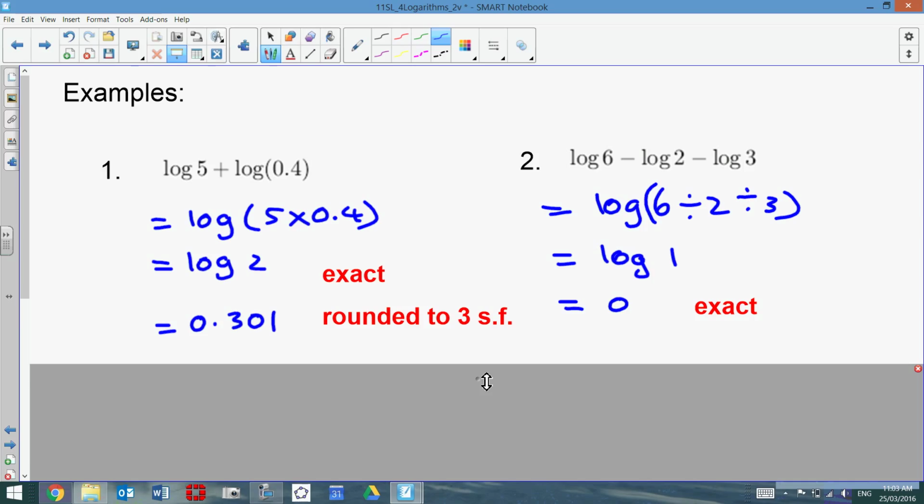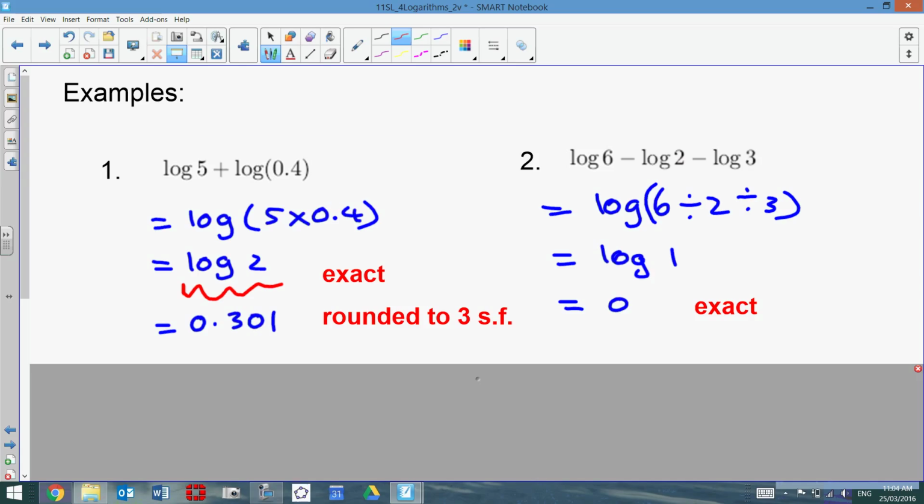These first two examples deal with your addition rule and your subtraction rule. So changing your arguments from log of 5 plus log of 0.4, we'll wind up multiplying 5 by 0.4, and we'll wind up getting log of 2. That is your exact answer. So anytime IB asks you to leave an exact answer, we want to leave it in log form or exponential form, depending on what the question is.